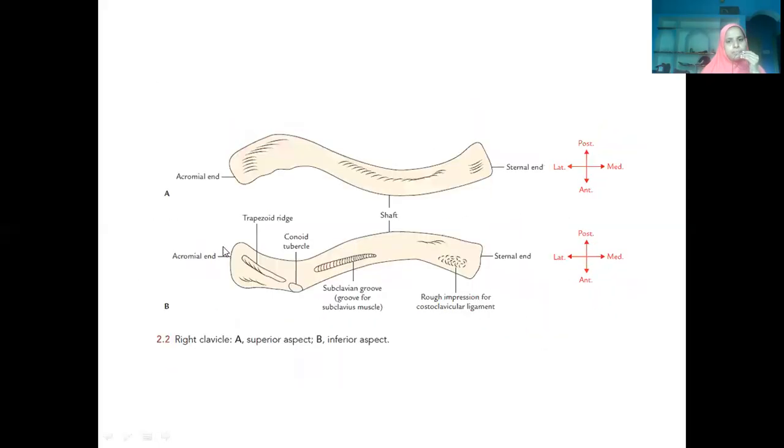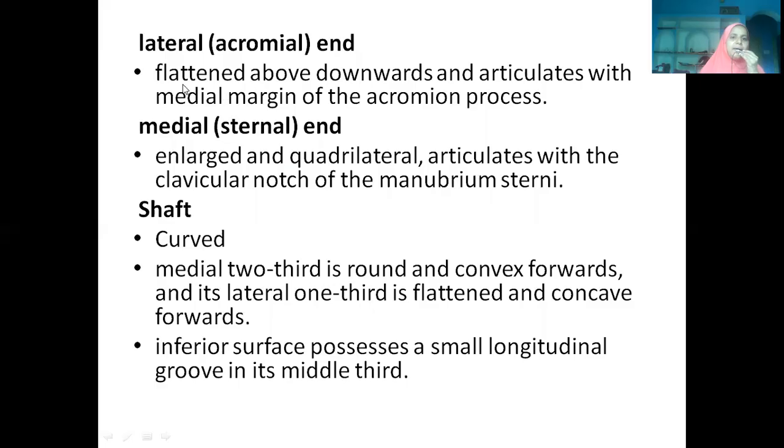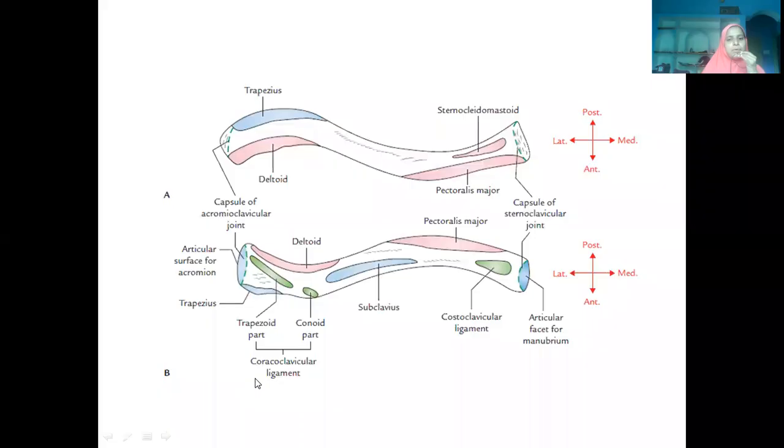So now see here, the lateral end is flat from above downwards, and it articulates with the medial margin of the acromion process. Medial end is enlarged and quadrilateral. It is articulating with the clavicular notch of the manubrium sterni. Shaft is curved. Medial 2/3 is convex forwards. Lateral 1/3 is flattened and concave. Okay. Inferior surface is possessing one groove. No, what is the name of that groove? Subclavian groove. Very good.